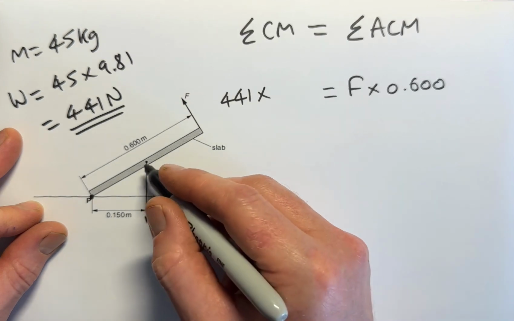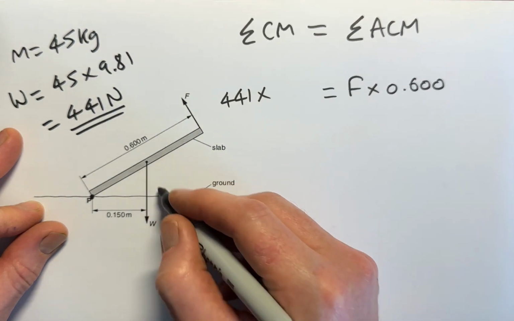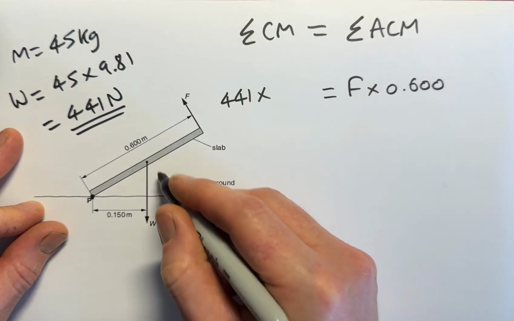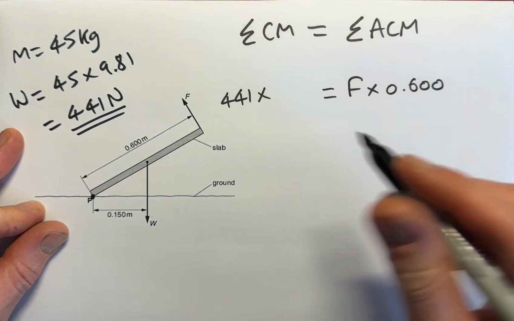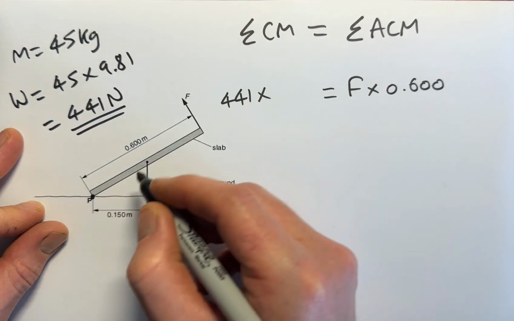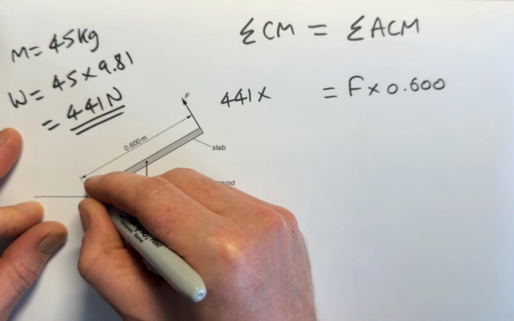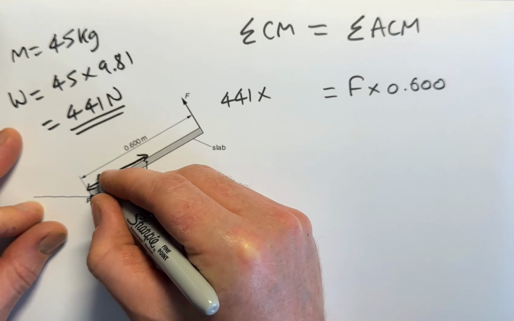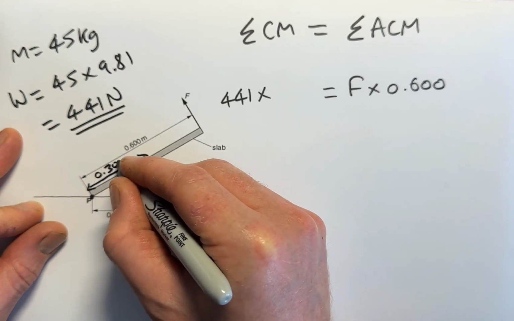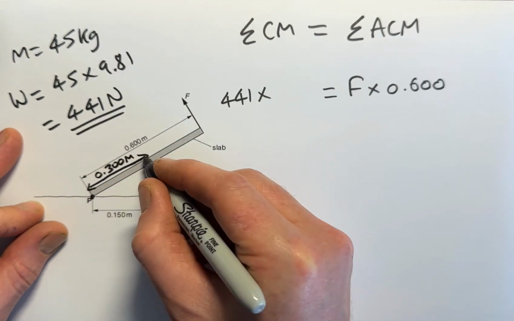So do we need to do some trigonometry and split this weight into two components, one of which will be perpendicular to the slab? Well, the answer is no, we don't. Why not? Well, this weight will be acting halfway along the slab because that'll be the centre of mass because the slab is uniform, we're assuming. And that will be 0.3 meters.